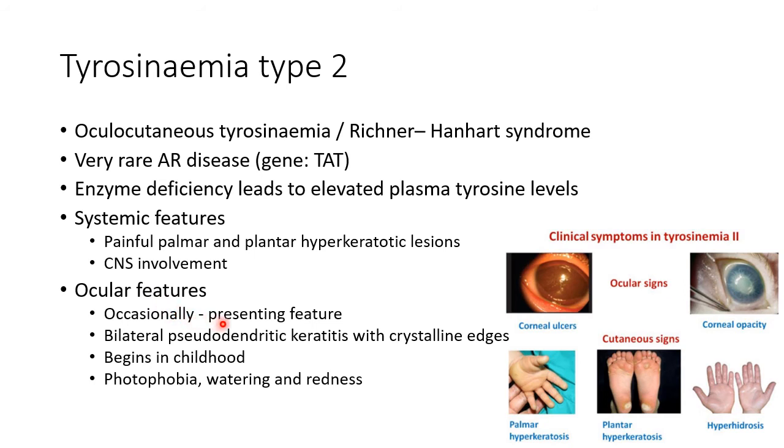Now let us discuss about the ocular features in Tyrosinaemia type 2. Occasionally, ocular involvement can be the presenting feature of Tyrosinaemia type 2. There can be bilateral pseudodendritic keratitis with crystalline edges. It usually begins in childhood and presents as photophobia, watering and redness.